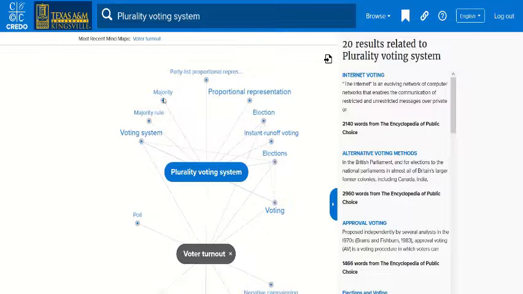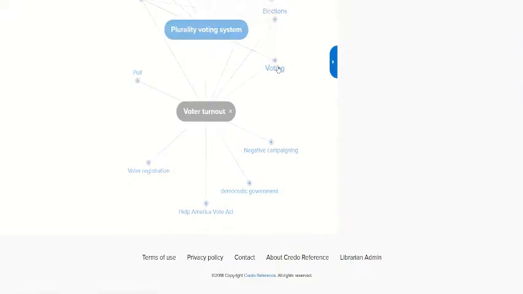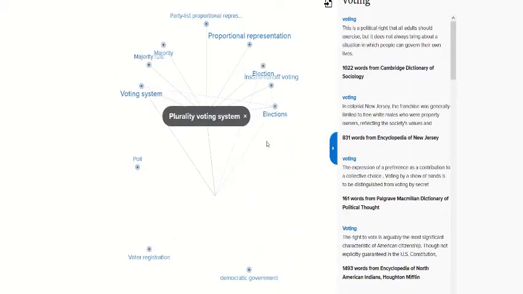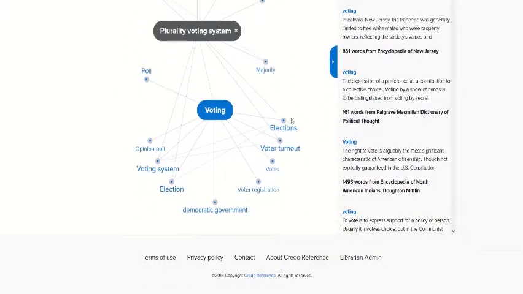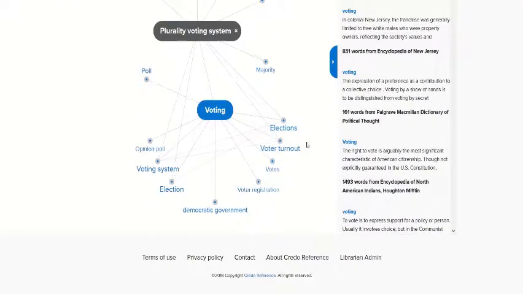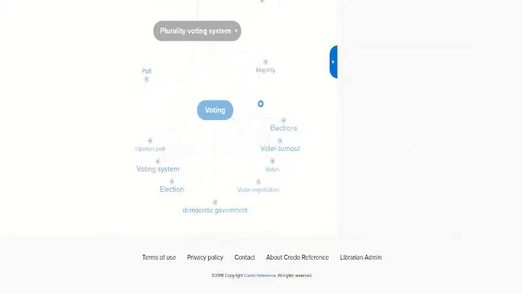Voting system, majority rule, majority, proportional representation, election, instant runoff voting, right? Let's say if we clicked on voting, what's that going to open up? So Credo has this really nice feature because it's a visual way to help you discover, assuming that your internet works at a decent speed, all sorts of different related sources. Let's just see what happens when we open it up to voting, right? Oh, I'd already looked at that one. Okay. That's it for the Credo one.